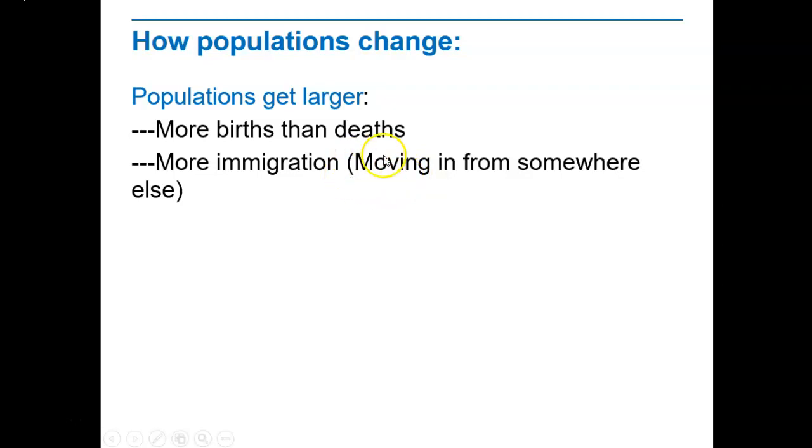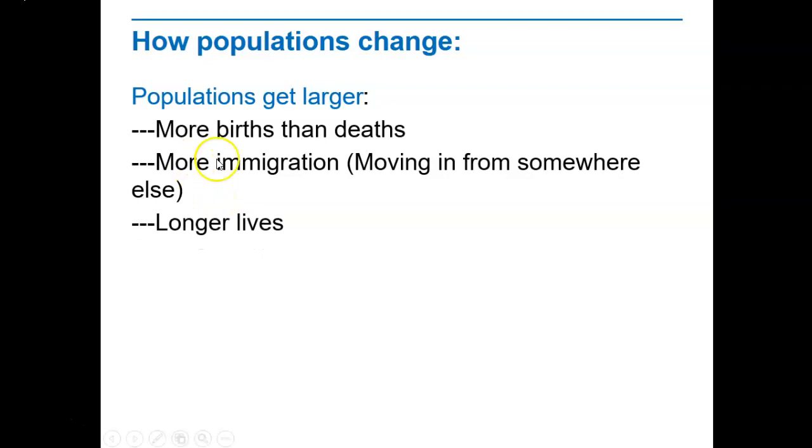So plants might be blown in from the wind or brought over by animals. Animals immigrate. They may have to move to look for food or water. And humans immigrate looking for jobs and opportunities and a safe place for their families.